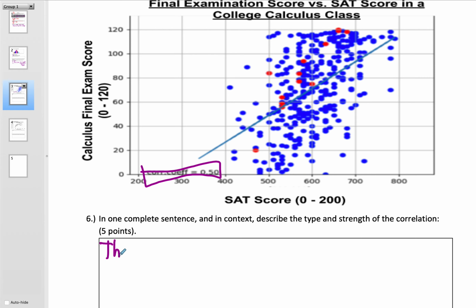So here you need to say, there is a, what's the type, what's the strength? It's weak. Now I heard some people say weak strong. Think about it, those words don't make sense together. They contradict each other. So remember, we now need to know the type, positive or negative, and the answer is positive. If the graph is going up left to right, it's positive.